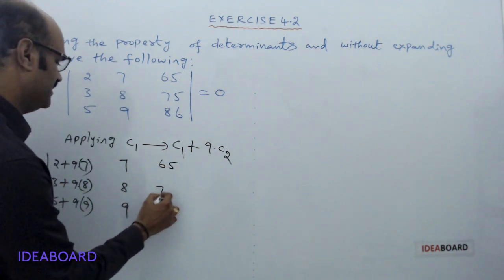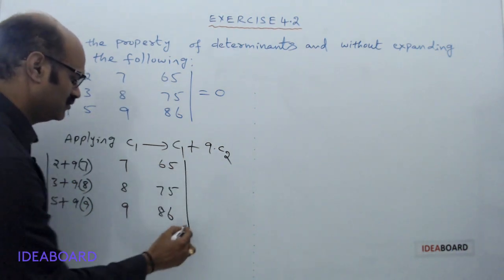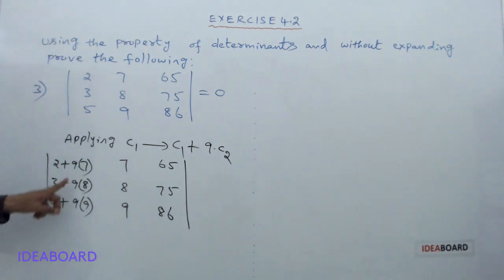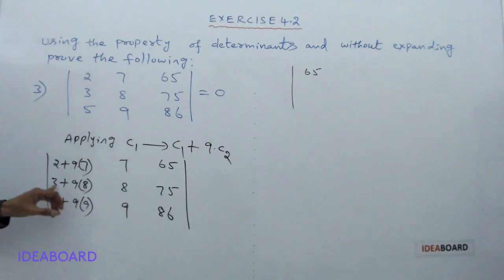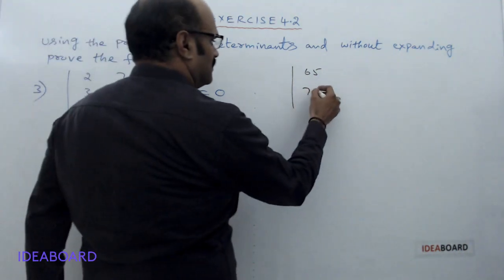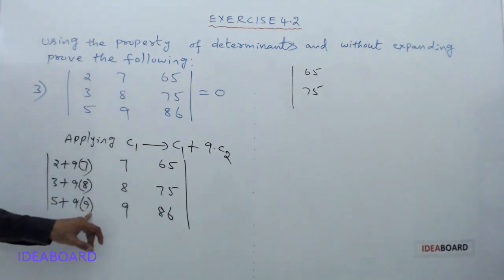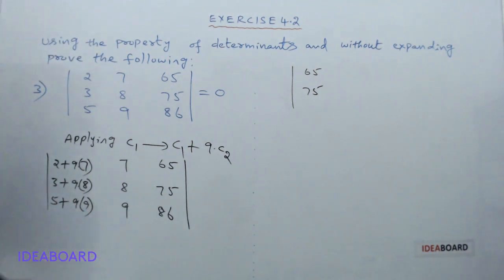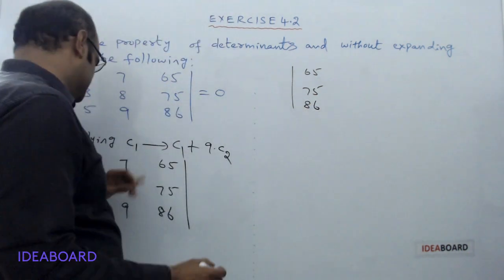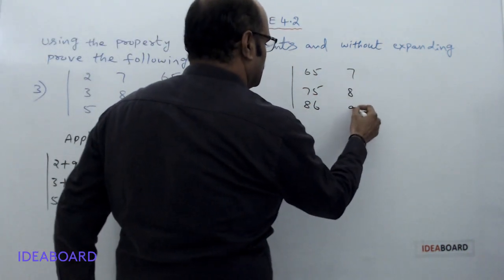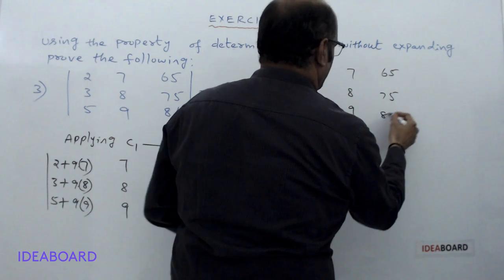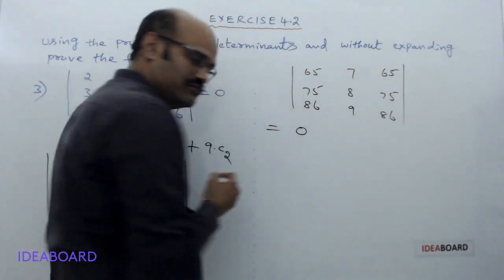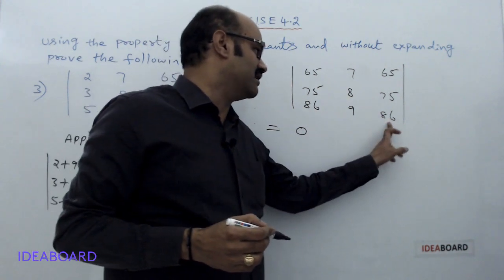65, 75, 86. Only C1 changing here. Therefore, 9 into 7, 63 plus 2, 65. 72 plus 3, 75. 9 into 9, 81, 81 plus 5, 86. 7, 8, 9, and 65, 75, 86. So the value of this one is equal to 0 because C1 and C3 are identical.